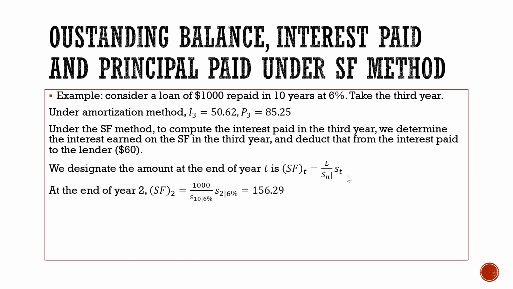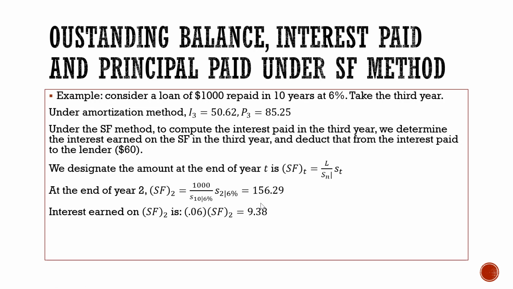At the end of year 2, the amount of the SF deposits is SF_2, which is equal to 1,000 over s_10 at 6% times s_2 at 6%, and we got 156.29. So this is the balance of the SF deposit at the end of year 2. It consists of the SF at time 1 and the SF at time 2.